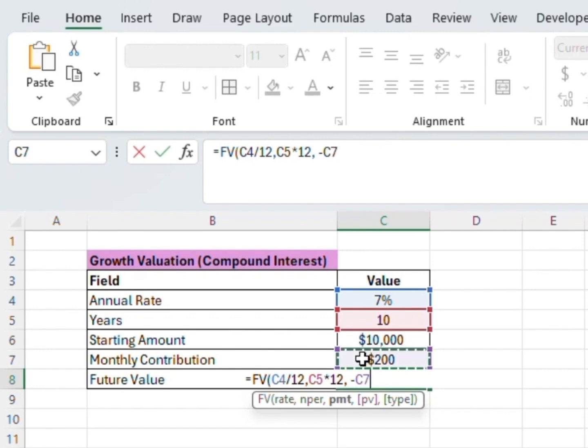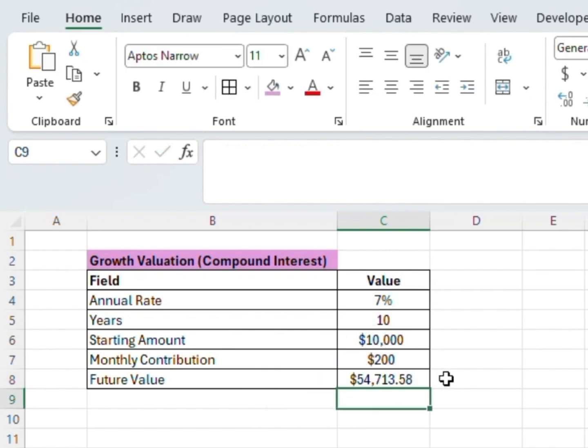Why do we put minus? Because it's the money going out, so we're putting that money away so that our actual future value will not be negative also. So we have to put that negative value. Then minus the starting amount, the amount we are starting with, then close the bracket, press enter.